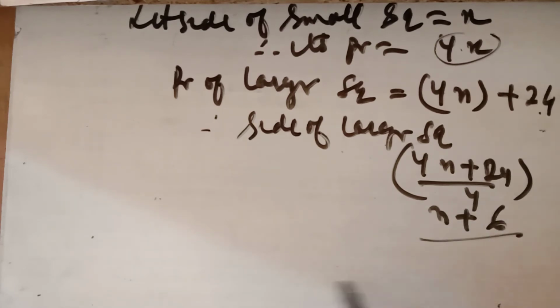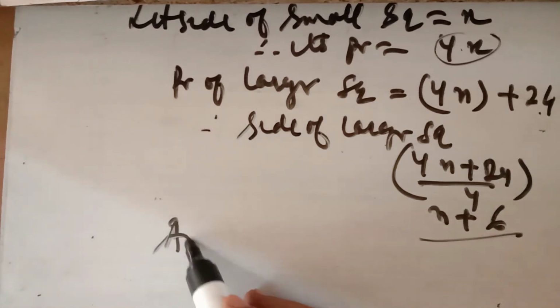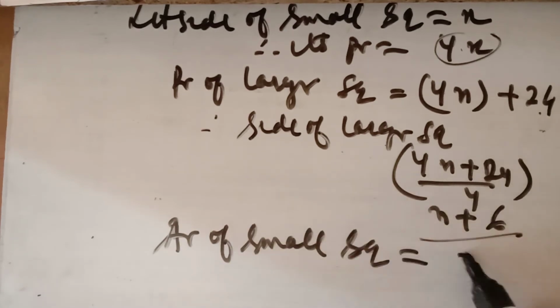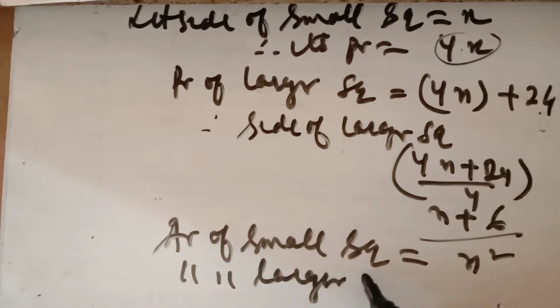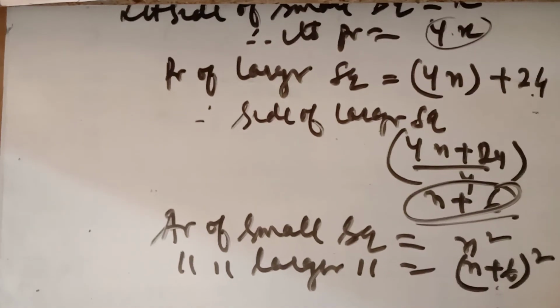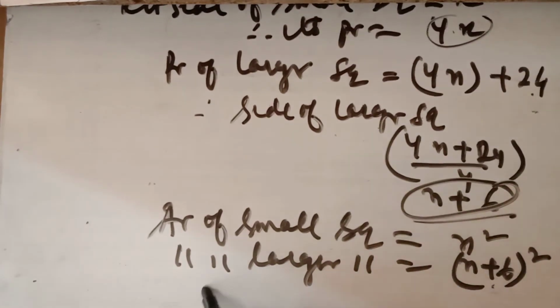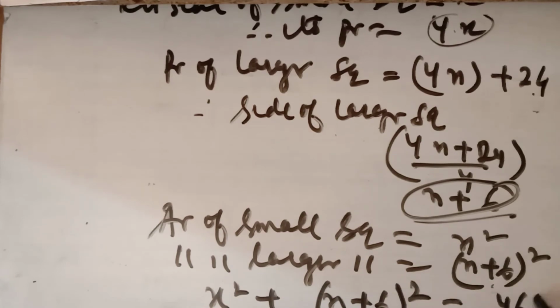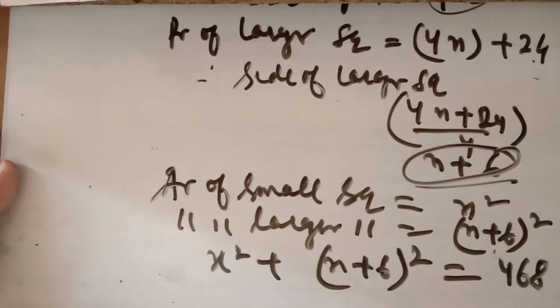Now the area of the smaller square, the area of a square is side square. The area of the large square will be, this is the side, so it will be (x plus 6) whole square. This is the area of the large square, and it is given that the sum of their areas is 468. So it is a somewhat confusing question.